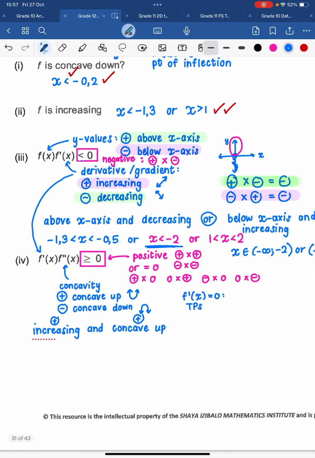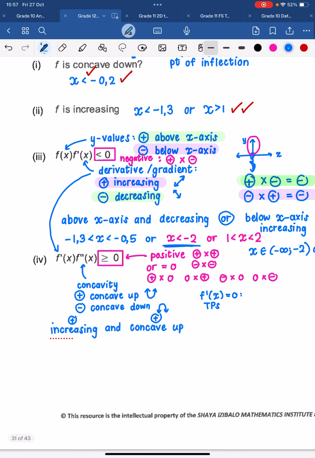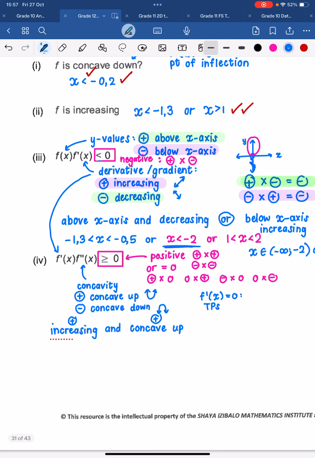Okay, let's quickly take a look. We've done positive and positive. We still have to do negative and negative, right? Because that will also give us a positive answer. So negative is going to be decreasing, because that is a negative f dash x, and concave down, that is a negative second derivative. Decreasing, negative gradient, concave down, negative second derivative. Negative times a negative is a positive.